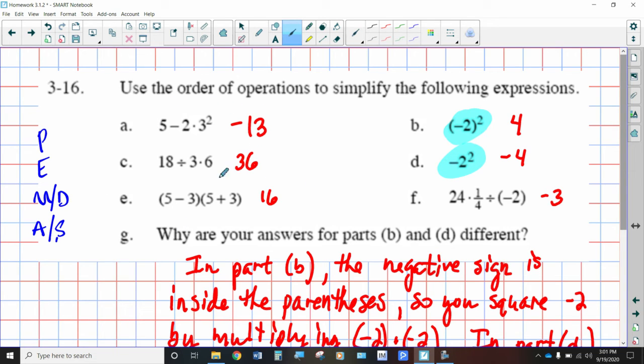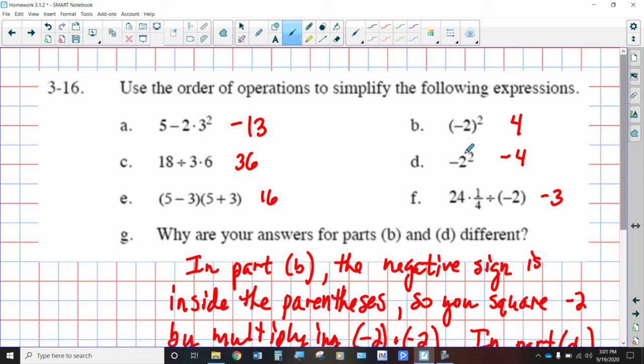So I'm not going to work through all of those. I'm just going to focus on B and D. Notice how they have 2 different answers. This has to do with order of operations. Remember when we were talking early on, I think it was in chapter 2, about how this minus sign means subtraction, but it also means the opposite of, or negative. Well, this is saying the opposite of 2 squared. And how do you find the opposite of a number? You multiply times -1.